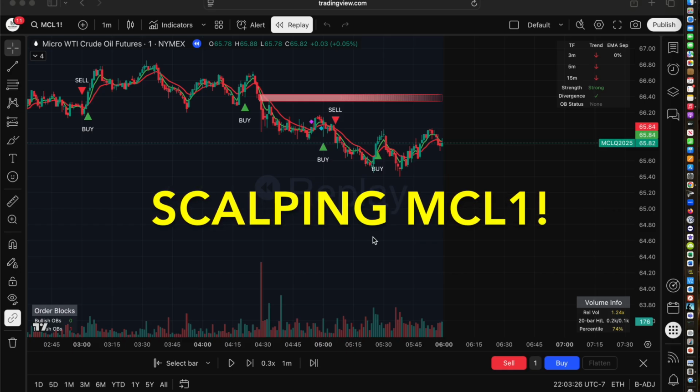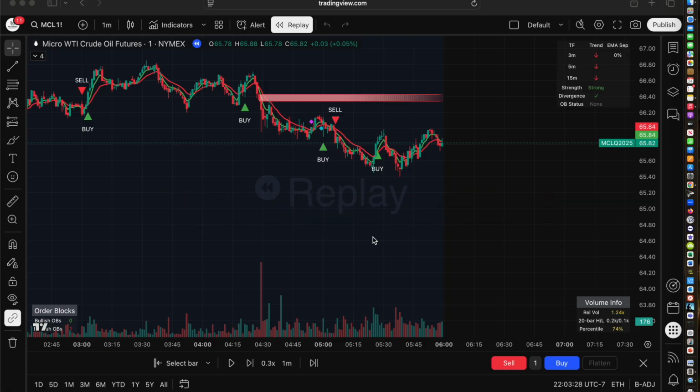Today we're going to try to look for opportunities in micro crude oil futures using the 1 minute time frame, using our scalping indicator. By the way, I just added a new feature. I added order blocks to the indicator, which identifies areas where a lot of selling and buying occurred, and it will act as a dynamic support and resistance. All right, so let's get to it.